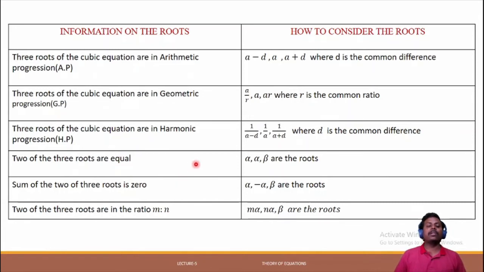Next one is two of the three roots are equal. Two of the three roots are equal means alpha comma beta are the roots. We consider alpha comma beta as the roots of the equation, and then plug in the relation between the roots and the coefficients, and you will try to get the solution for it. Sum of two of the three roots is 0, then we consider the roots as alpha comma minus alpha comma beta. And two of the three roots are in the ratio m is to n, then it becomes m alpha comma n alpha comma beta. These are the roots in this particular case.